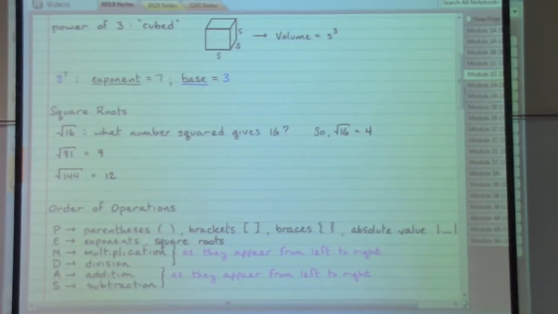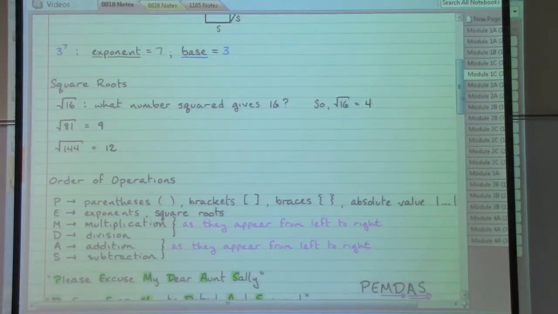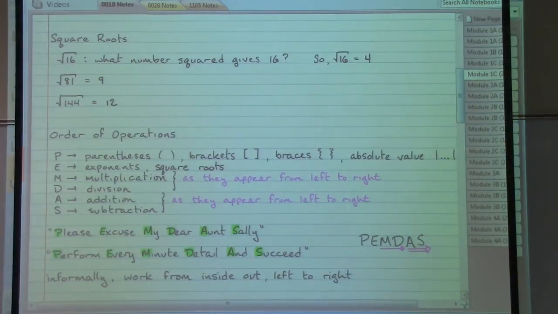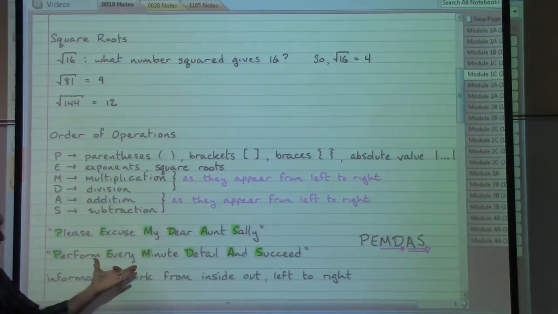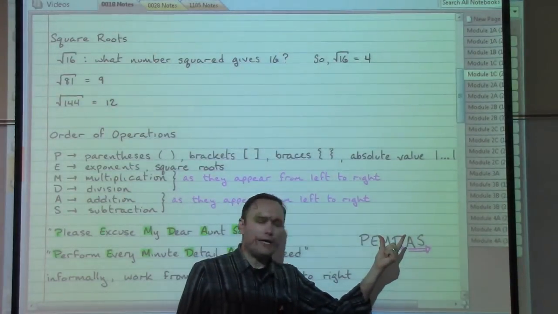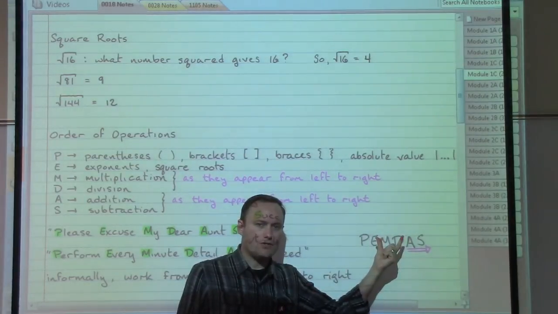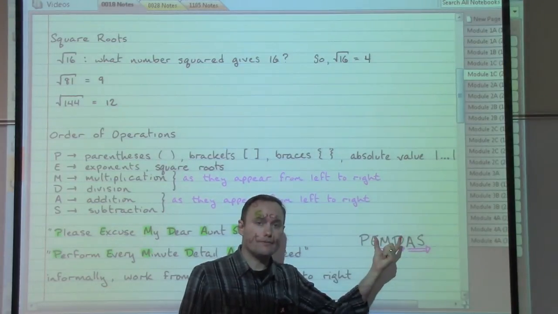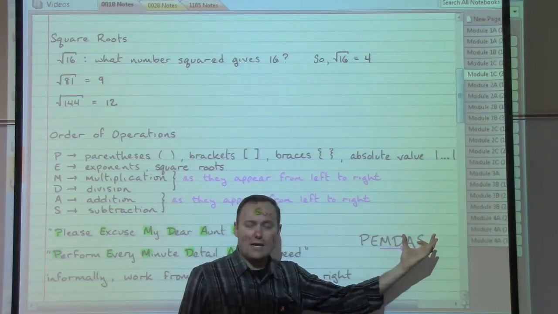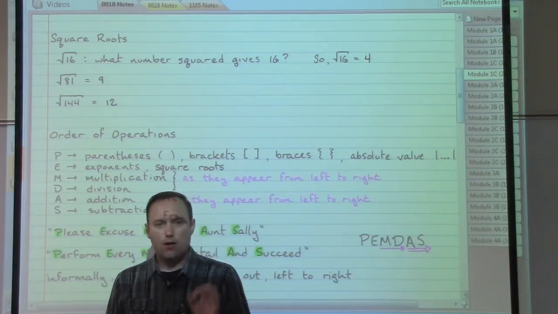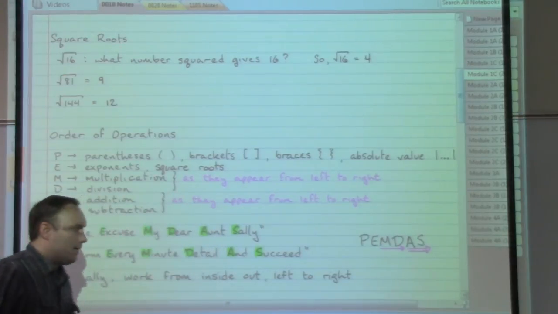So some folks like to shorthand the order of operations. And remember, please excuse my dear Aunt Sally. Other folks might like instead a bit of advice: perform every minute detail and succeed. But one of the key things that you don't want to forget about is that, again, the multiplying and dividing are equally matched. So whichever one of those things you read first, you do first. When you're ready to handle any adding and subtracting, whichever one of those you read first, you do first. So those little arrows that are underneath the letters are trying to help me remember those very special components.